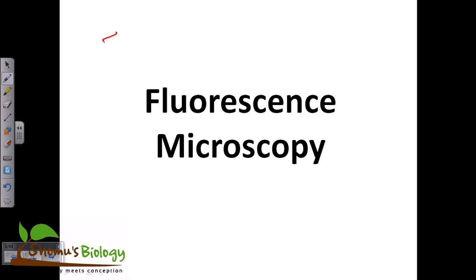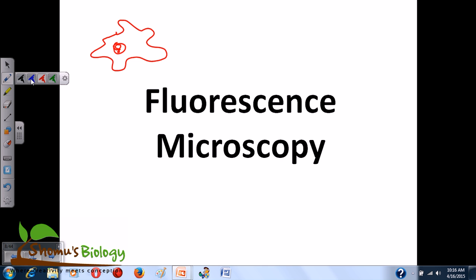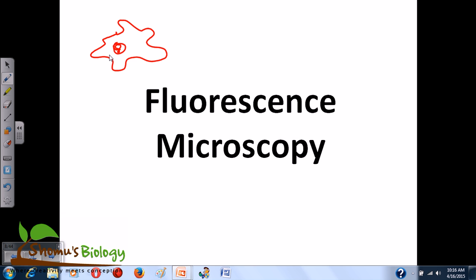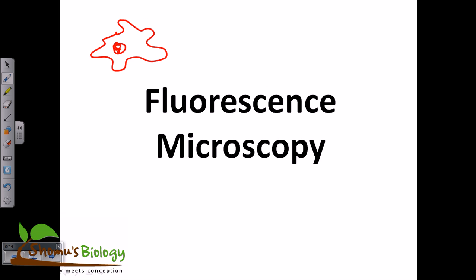Now the idea behind fluorescence microscopy is very basic. Like all the other types of microscopy we have, for example, say we have a cell. Let's say this is the cell, and we want to mark this cell with a particular dye. Let's say this black dot is present in the nucleus only. So we put some dye.